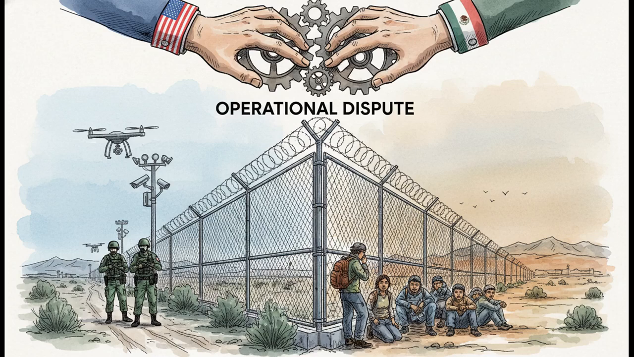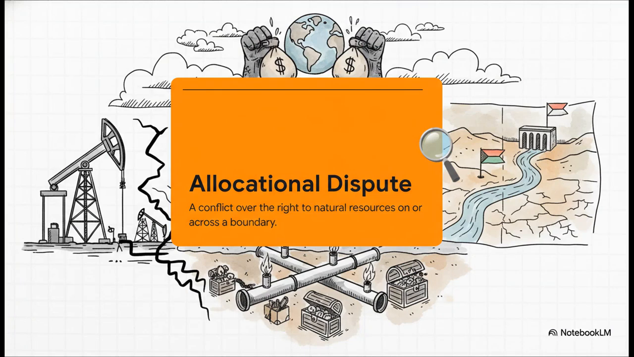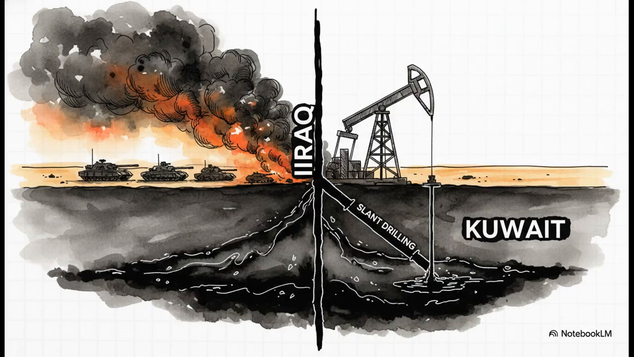of massive political friction. And finally, we get to allocational disputes. Honestly, these are often the most explosive because they're about resources, money, and power. This is a fight over who gets the rights to valuable stuff, like oil, natural gas, or water, that lies on or even stretches across a boundary line. And believe me, these disputes can be incredibly dangerous.